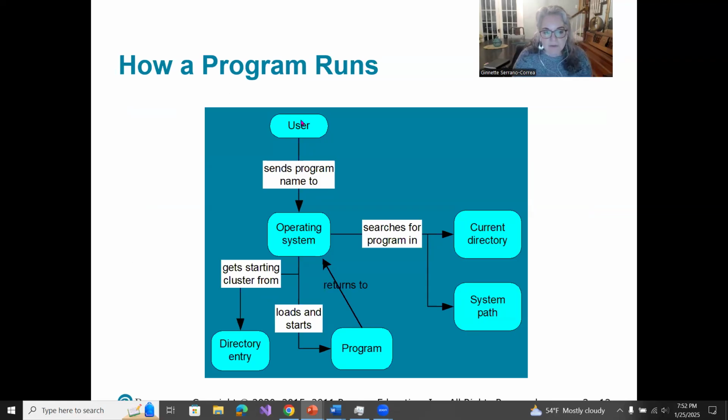So here we have the user. The user sends a program name to the operating system. So I want to open Microsoft Word. That name gets sent to the operating system, that I want to open Microsoft Word. The operating system will search for the program in the current directory or some particular path to find the program.